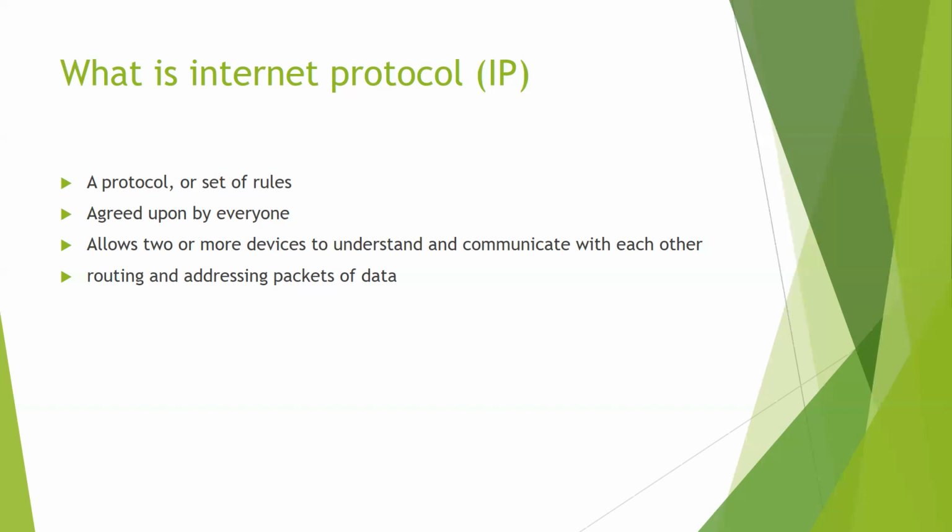We're not just talking about the two endpoints that are communicating with each other, because that IP packet, that data, has to actually travel through the network. And if those intermediary devices don't understand the IP protocol, then they won't be able to get that data to the right destination, right? So it should be agreed upon by everyone. That's why the protocol is important, and it allows for routing and addressing. This standard is what allows for addressing the packets of data.